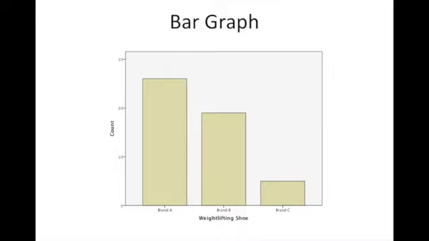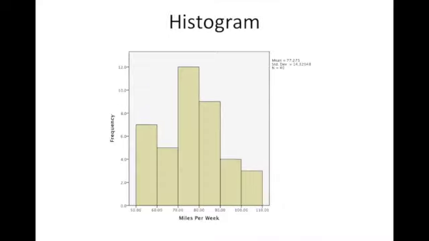So type of shoe is a categorical variable since the shoes are sorted into discrete categories: brand A, brand B, brand C. An example of where a histogram would be appropriate, because we're now dealing with continuous data, might be if we wanted to look at the training volume of world-class 1500 meter runners.